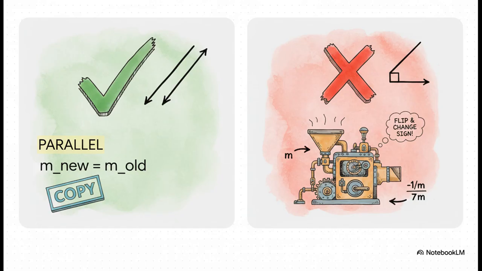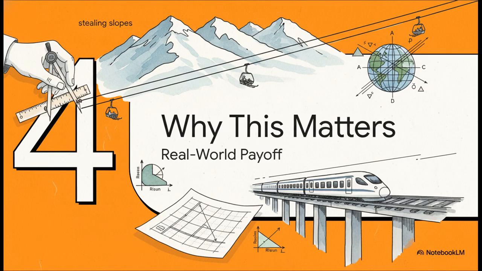And trap number 2 is mixing up your rules. It's so easy to do. For parallel lines, that's what we're focused on today, you just copy the slope. That's it. M new equals M old. But for perpendicular lines, you have to do something totally different. You have to flip the slope and change the sign. Don't mix up those two playbooks. Today, we just copy.